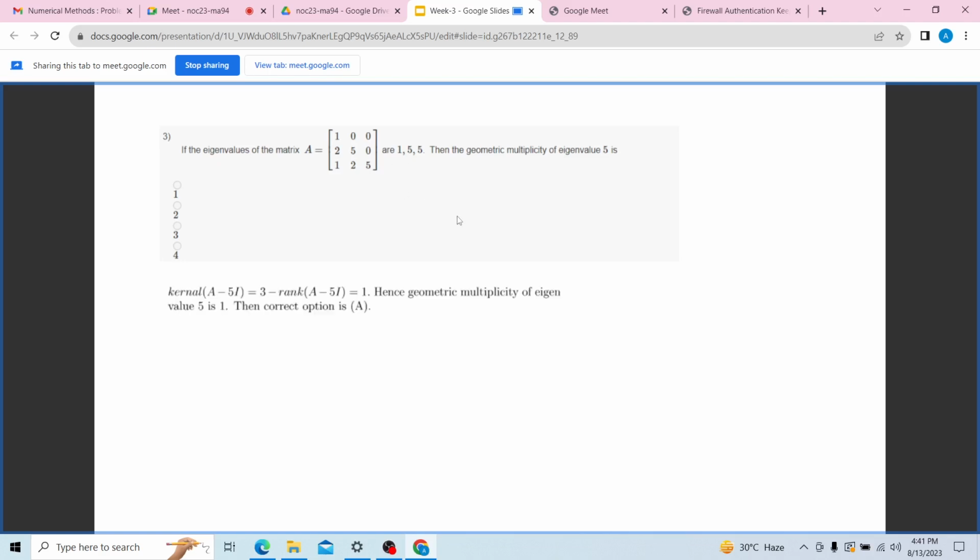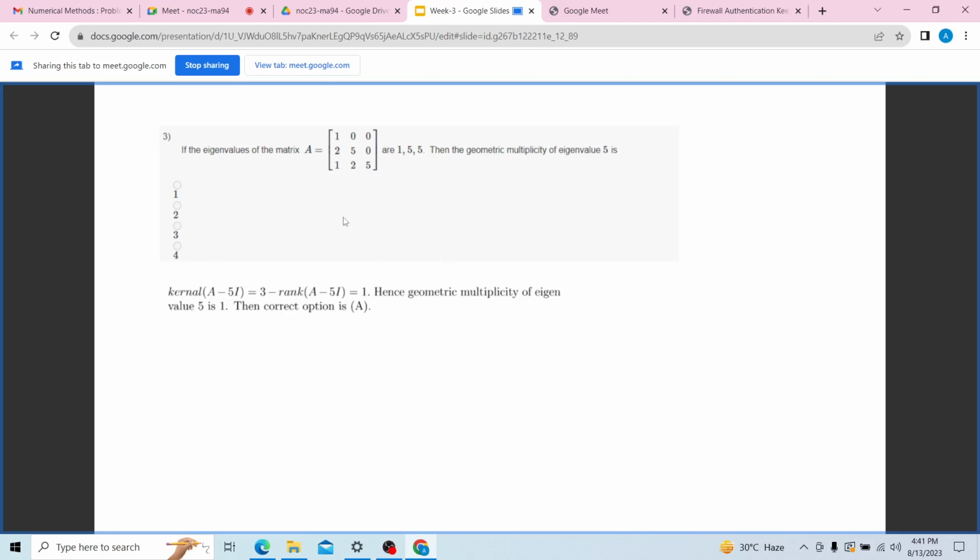Now the next question is, if the eigenvalues of matrix A are 1, 5 and 5, then you have to calculate the geometric multiplicity of eigenvalue 5. For that, you can simply use this formula, kernel of A minus 5I. Why are we using A minus 5I? Because we have to calculate geometric multiplicity. For that, we need the eigenvector. So for the eigenvector, we consider Ax equals lambda x, that is 5x.